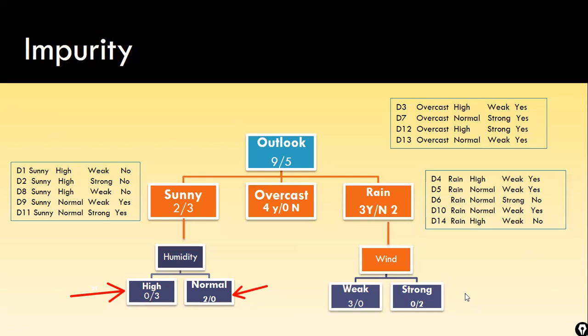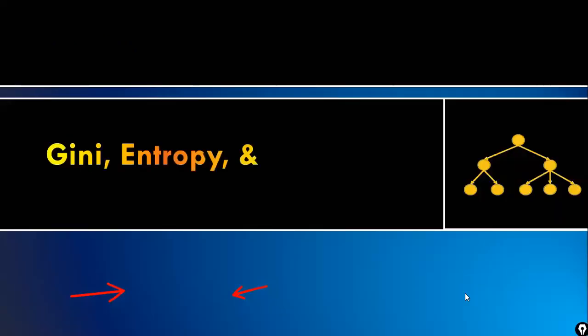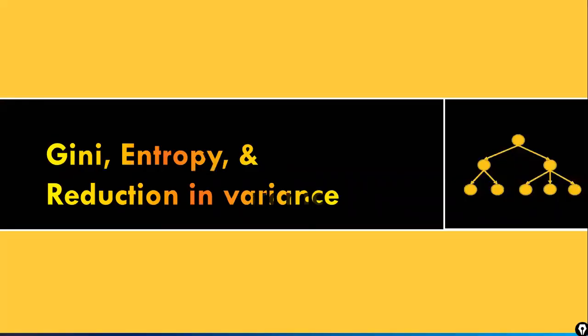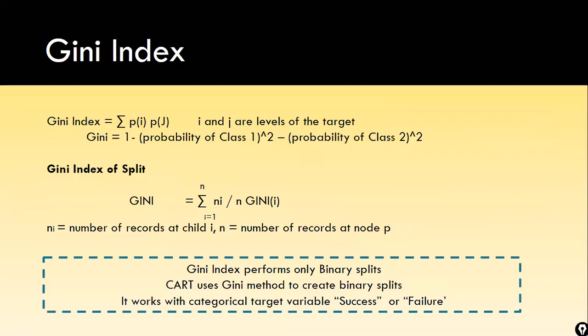Just keep that in mind. Okay, now we will discuss something called Gini, entropy, all these techniques. These are the algorithms or techniques that are helpful in deciding which column should be considered as a root node. Okay. First of all, what is the Gini index all about?